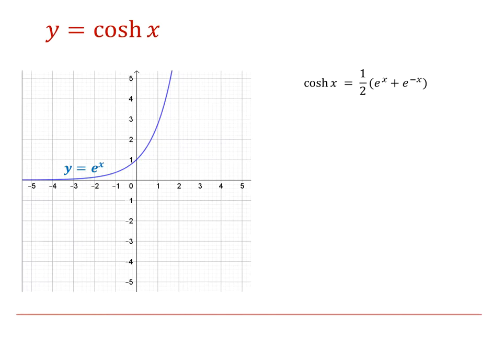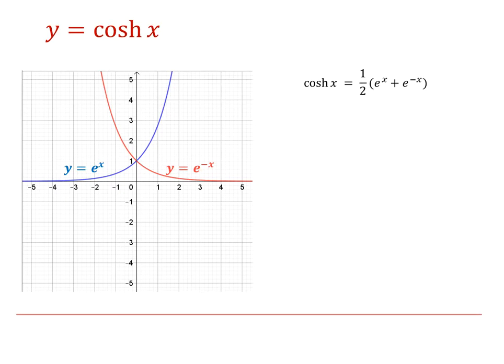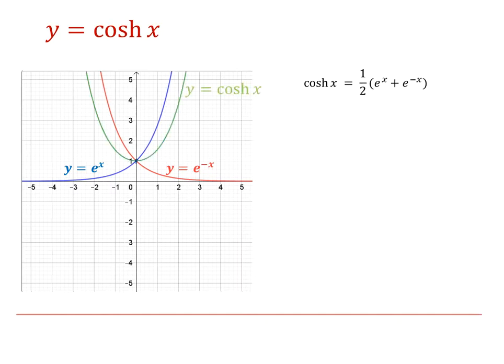So if we look at a graph of that, well, y equals e to the x, we know looks like that, and e to the minus x is just going to be a reflection of that in the y-axis, so there's e to the minus x. If we add those two things together and then divide by 2, well, certainly the graph is going to go through 1, because 1 plus 1 divided by 2 is 1, and it's going to increase as x increases towards infinity, either positive or negative. So we can see that Cosh x then is this curve in green.